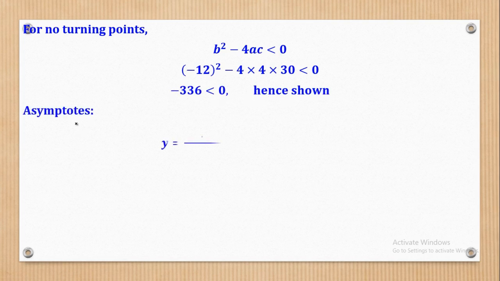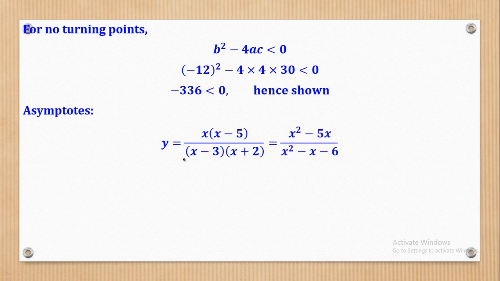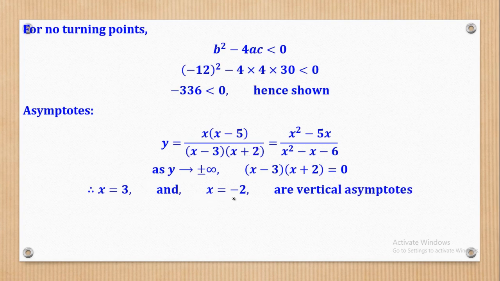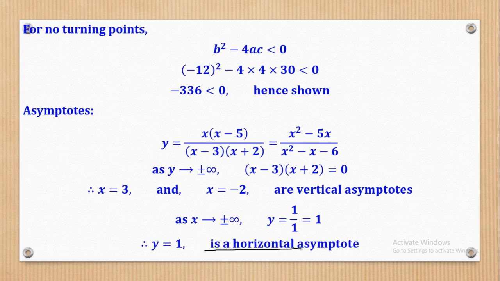Then the asymptotes. Remember we are still on curve f(x), this is y. Therefore, as y tends to plus or minus infinity, this one equates to 0. Therefore, x equal to 3 and x equal to negative 2 are the vertical asymptotes. As x tends to plus or minus infinity, these are the same degree, so the coefficients are 1 and 1, that's why it's 1 over 1, which is equal to 1. Therefore, y equal to 1 is the horizontal asymptote.